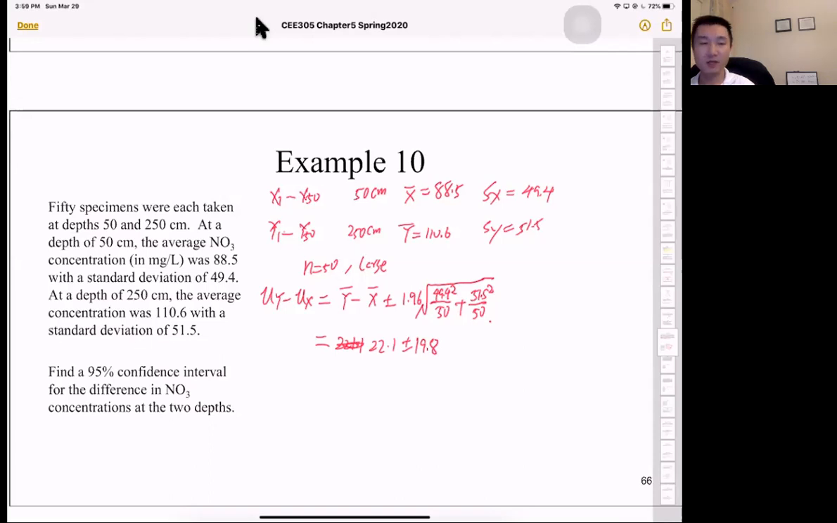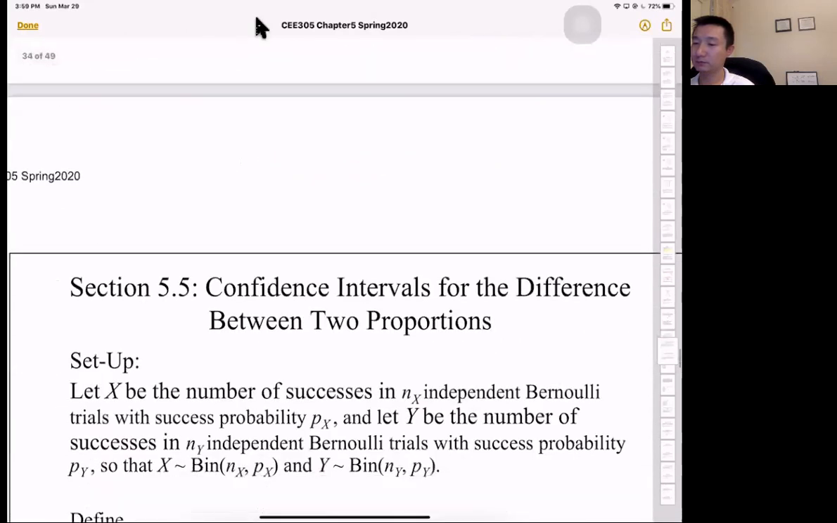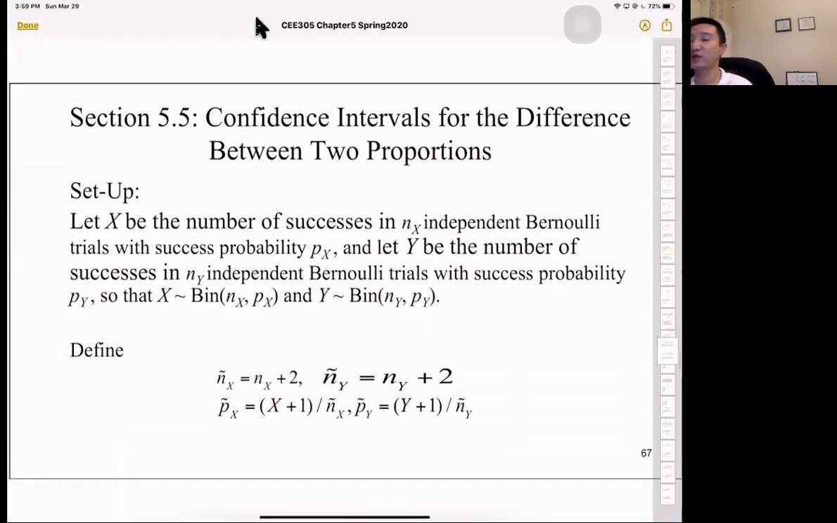Right. So that is section 5.4. And the last section we're going to discuss today is section 5.5, which is confidence interval for the difference between two proportions. Okay, so this is similar to section 5.2, which is confidence interval for proportion. But here it is the difference between two proportions, and you will see the equations are pretty much similar. So let's look at the setup.